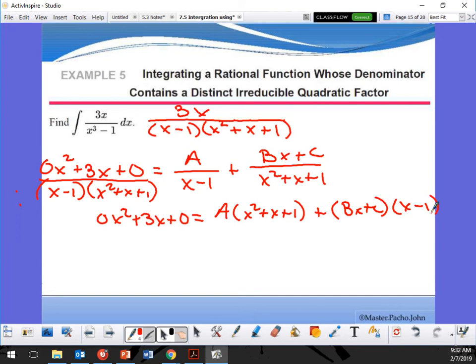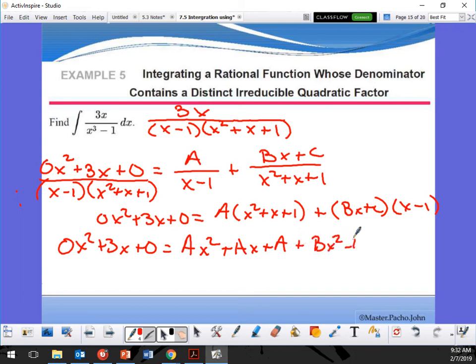Let's go ahead and I'm going to expand all this, and then I'll move it over to the next page. So 0x squared plus 3x plus 0 equals ax squared plus ax plus a, and doing my foiling, plus bx squared minus bx plus cx minus c.